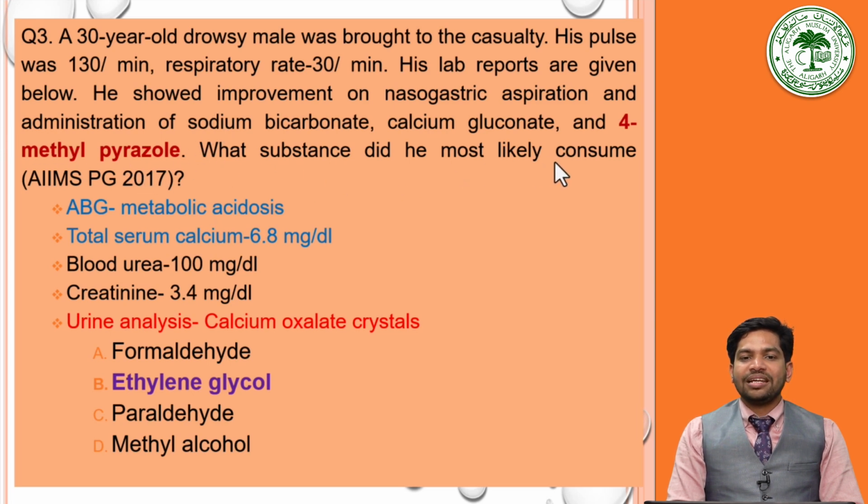What substance did he likely consume most? So this was asked in the AIIMS PG exam. So here you can see the best answer is ethylene glycol. All the features of ethylene glycol poisoning are present. So in this way questions may be asked in your exams.